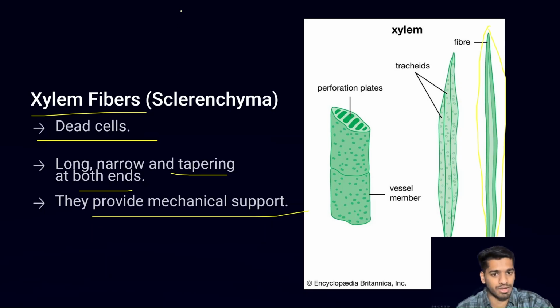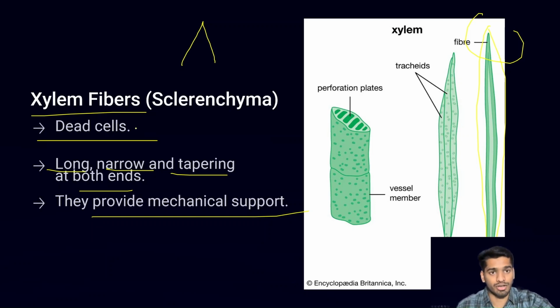Now what do you mean by tapering end? It means they get narrower at the ends. So this is the tapering end. At both sides, they are tapering. So these are long, narrow cells with tapering ends. So these are your xylem fibers, which are nothing but your sclerenchyma.